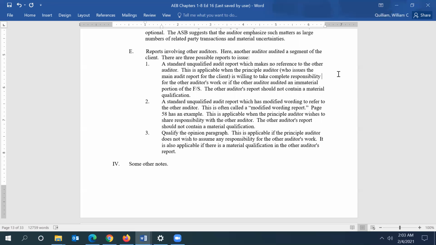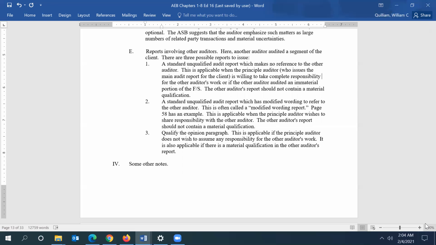So the shared responsibility report in number 2 is actually the most common. Now, number 3, third option, not so great from the client standpoint. That is when we qualify the opinion paragraph. And that's applicable if the principal auditor does not wish to assume any responsibility for the other auditor's work. So if we are not convinced about the other auditor's quality, we would go with this. And this is also applicable if there's material qualification in the other auditor's work. So we would qualify too.